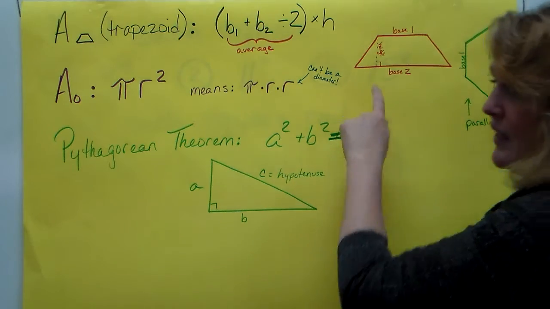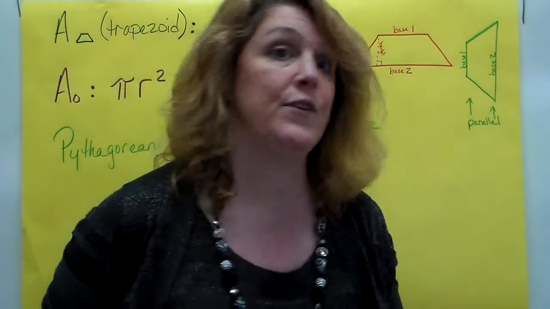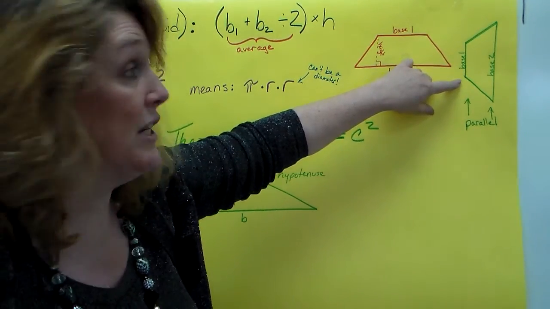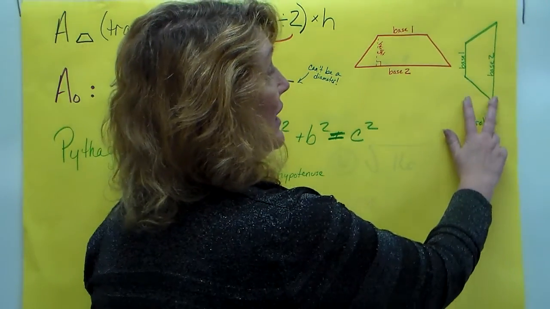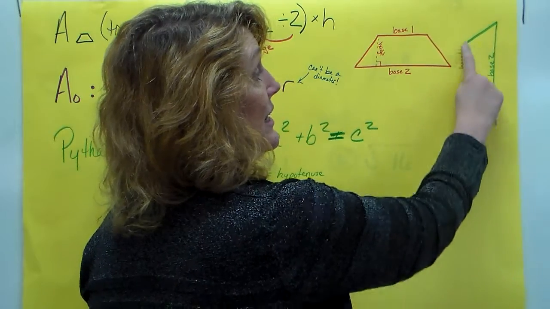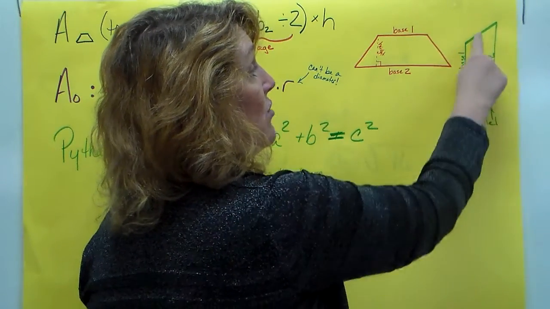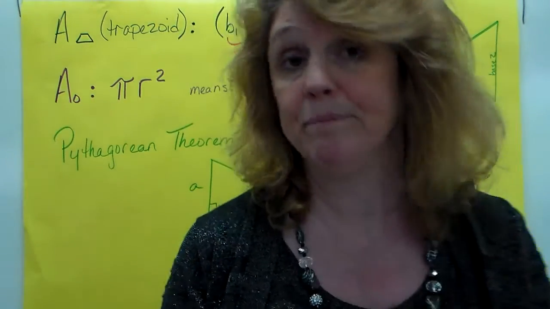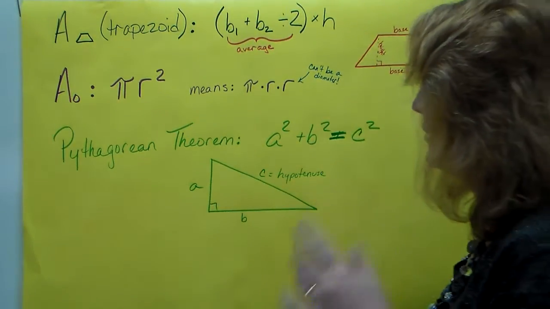like this. Now, a word of warning, if your trapezoid ends up on its side, you need to be aware that the two parallel sides are the two bases. This is base 1 and base 2. These don't count as base 1 and base 2. Make sure that you understand that. Okay? Most of the time you won't see that, but just in case.